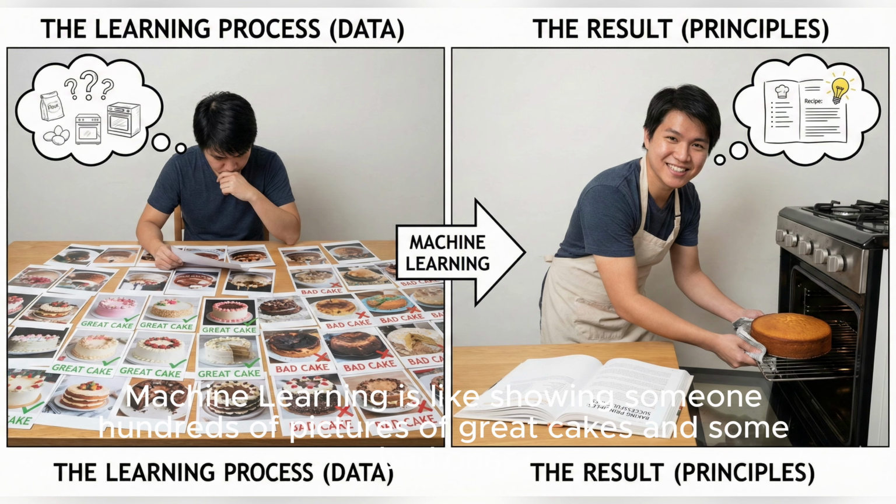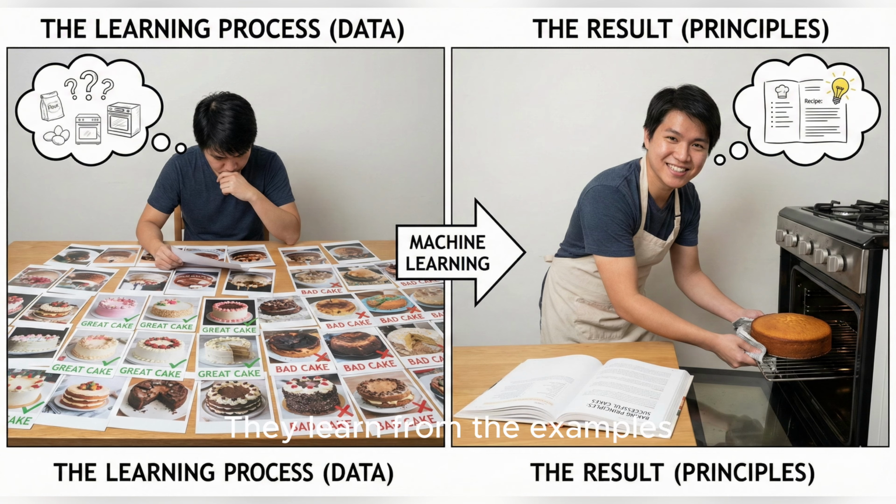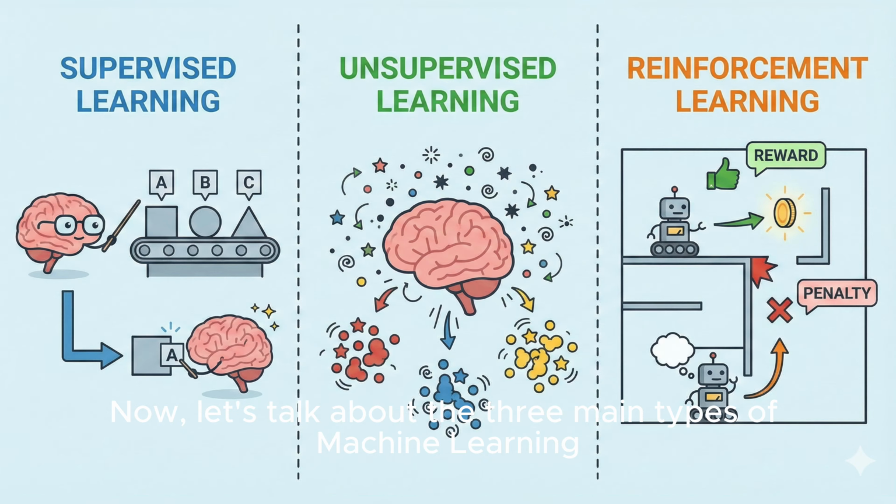Machine learning is like showing someone hundreds of pictures of great cakes and some bad ones, and letting them figure out the principles of baking a good cake themselves. They learn from the examples, not a fixed set of instructions. Now, let's talk about the three main types of machine learning.